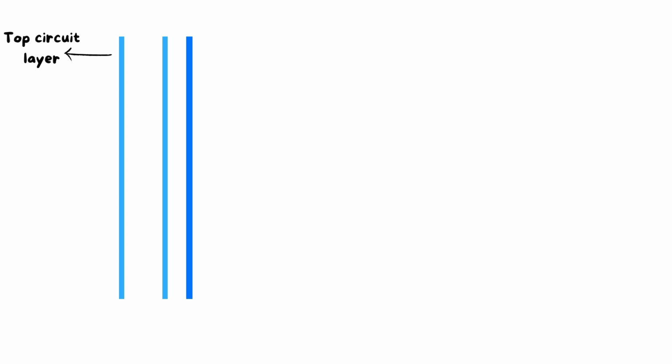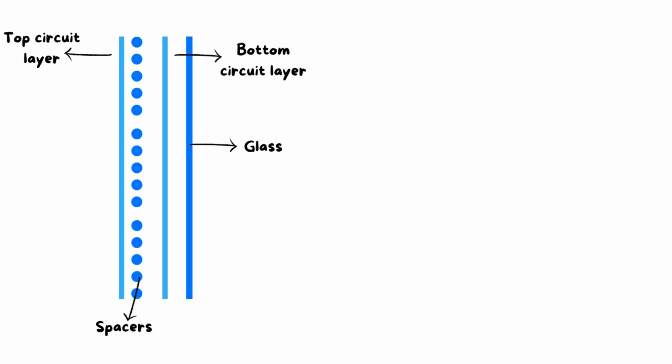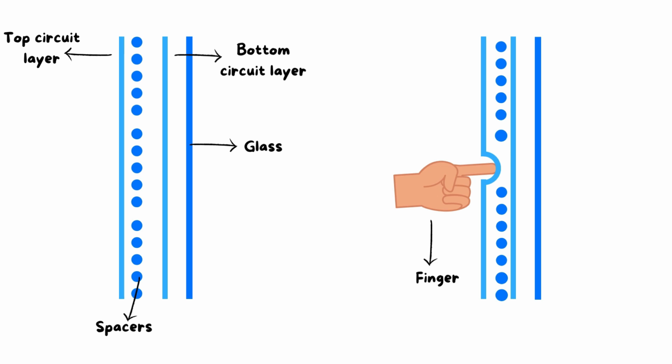These consist of two thin, flexible layers, one made of resistive material and one made of conductive material, separated by a thin gap. When you press the screen, the top layer, usually a flexible plastic, makes contact with the bottom layer, creating a circuit at the exact point of contact. The screen's controller calculates the X and Y coordinates of the touch based on the location of the circuit.